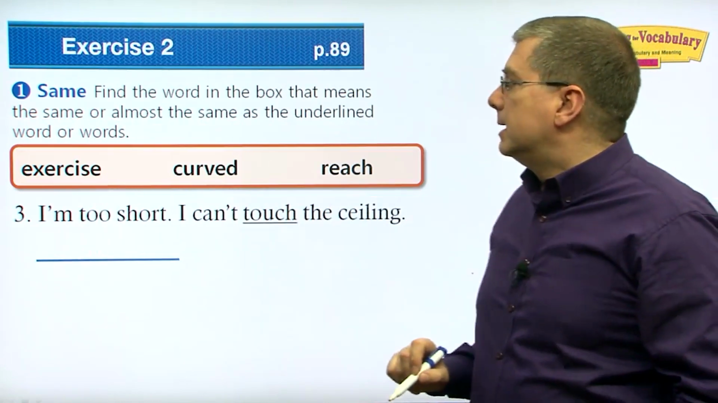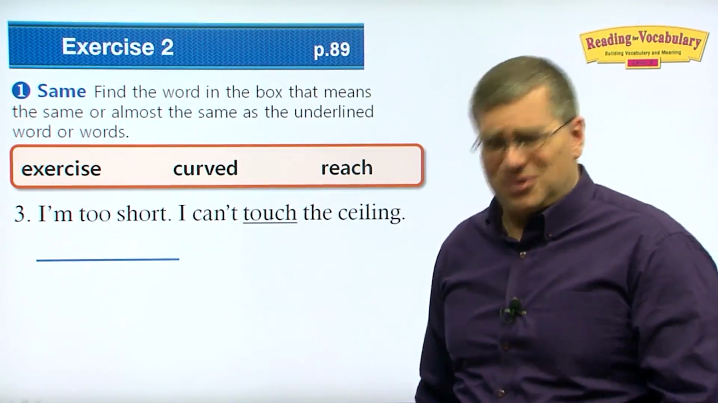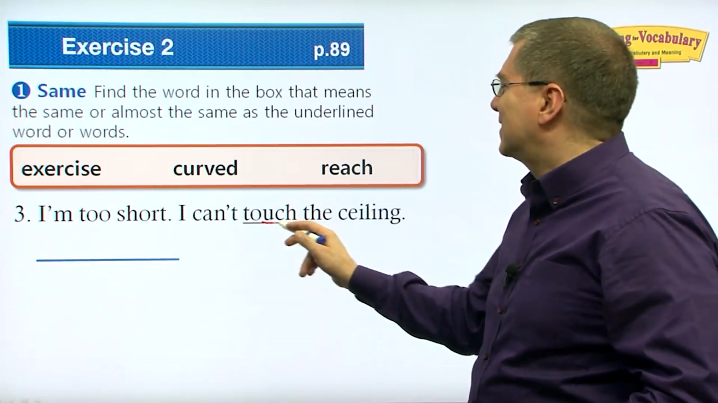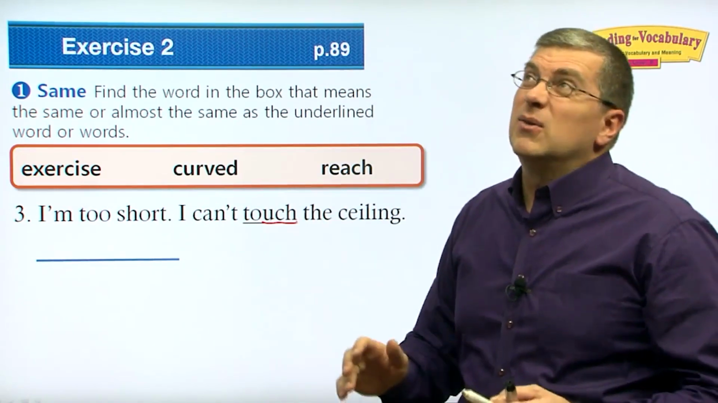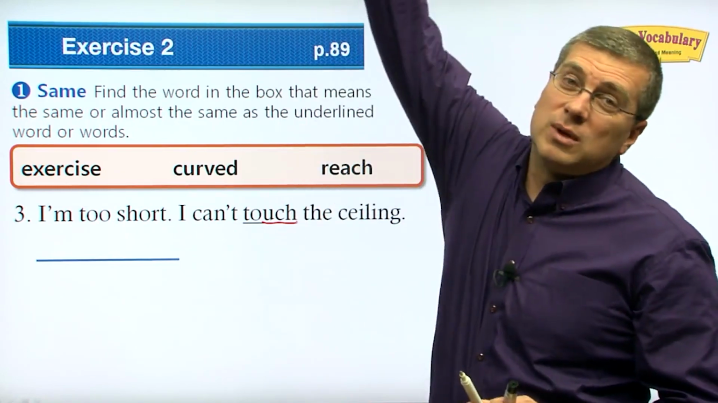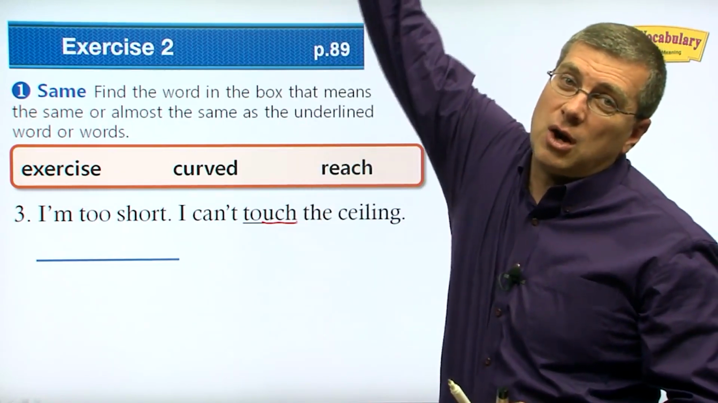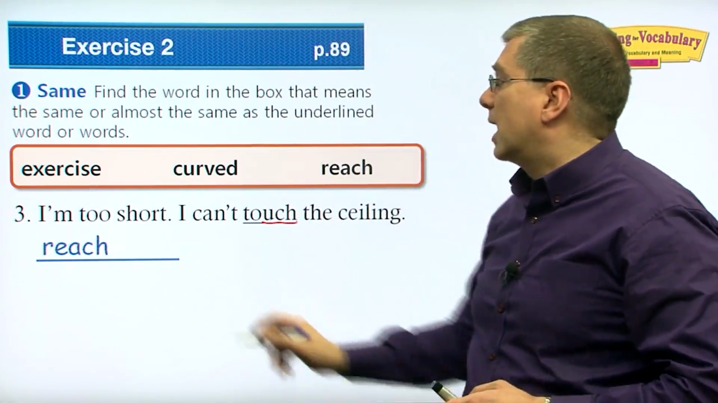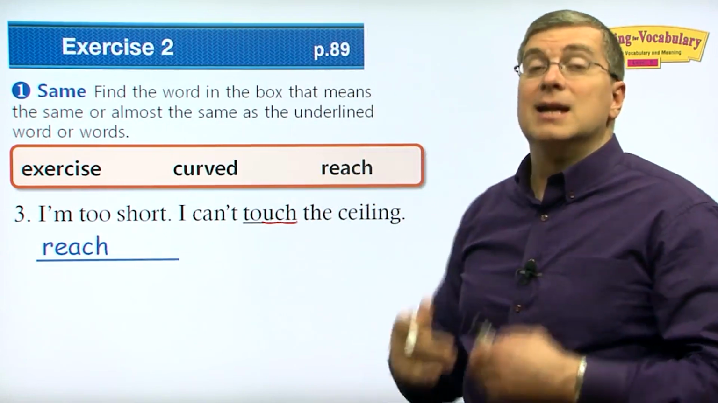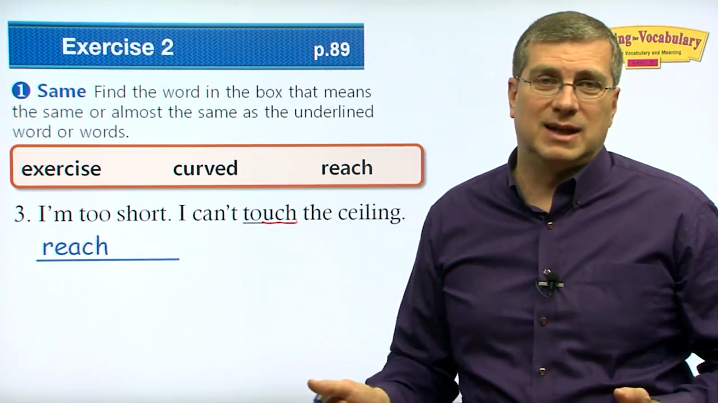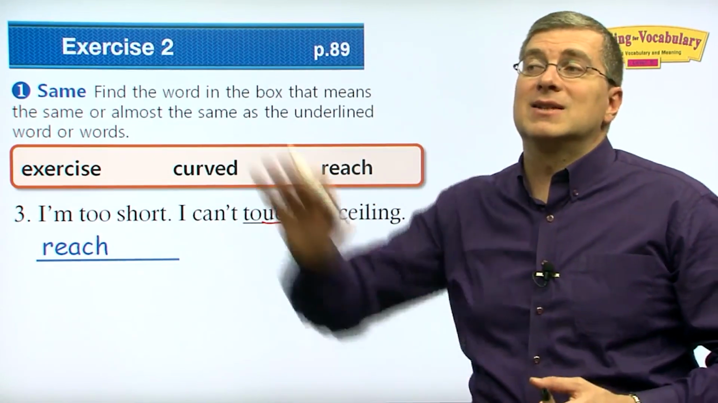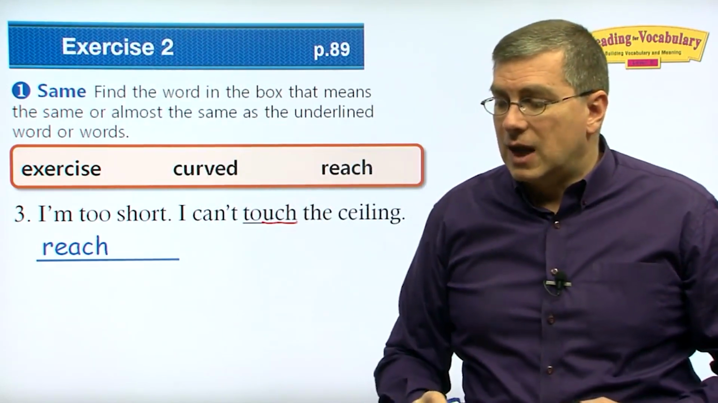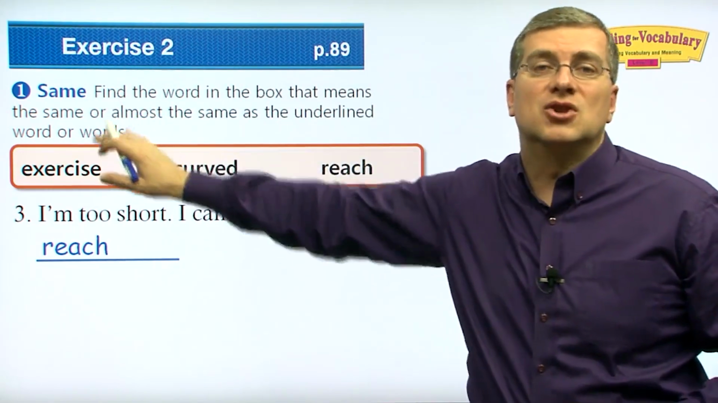Okay. Next one, 3. I'm too short. I can't touch the ceiling. So if you are short and you're stretching your arm out, trying to touch the ceiling, what are you doing? You are reaching. I can't reach the ceiling. Same word. That would be exactly the same. Not similar, the same. I can't touch the ceiling. I can't reach the ceiling. I can't touch the television. I can't reach the television.